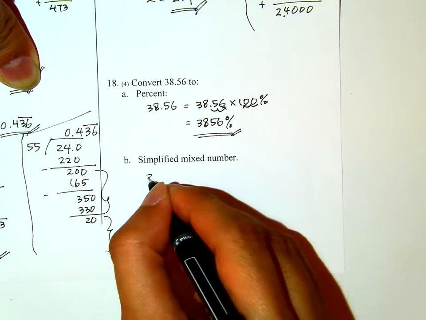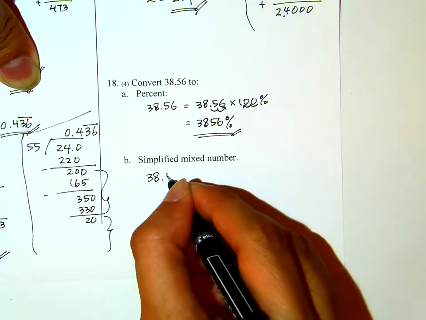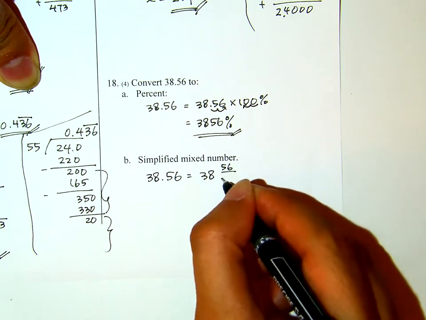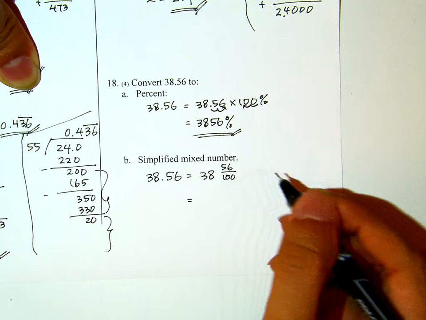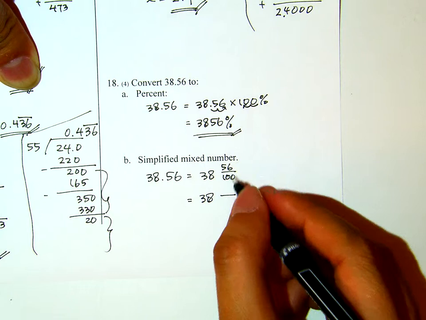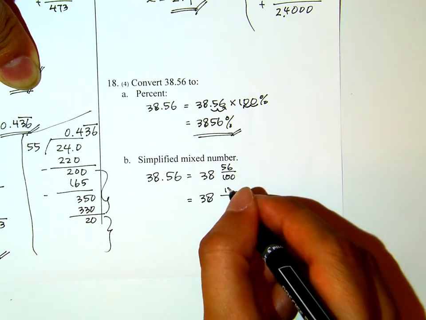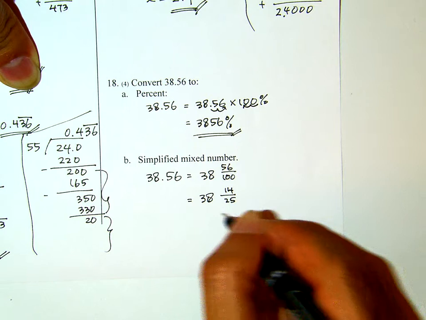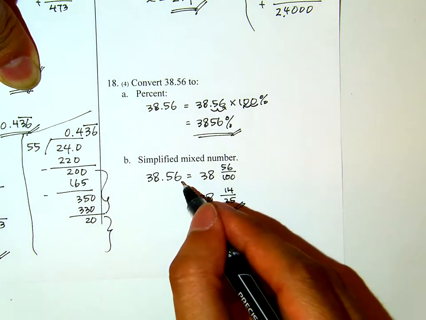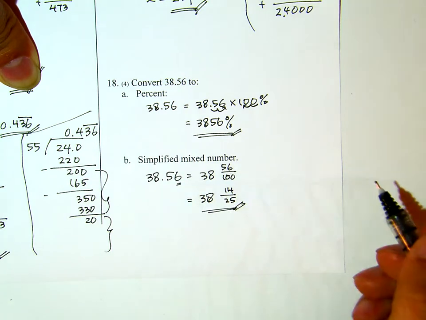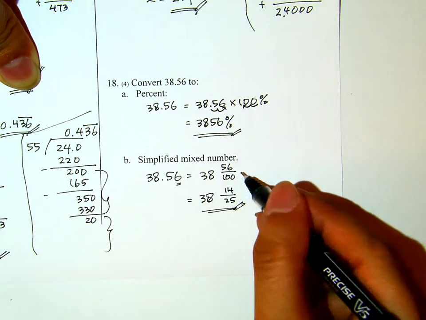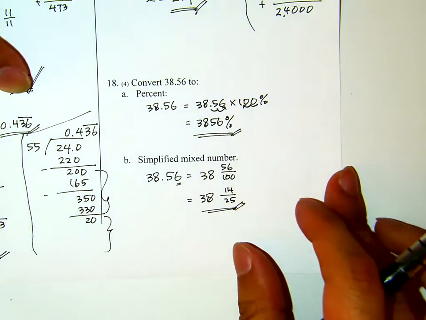Number 18B, we will convert this decimal here into a mixed number, 38.56 over 100. Now, and then reduce that. That's 38. I can reduce by 4, I believe. If I reduce by 4, that will be 14 over 25. Okay. And that's 56, right? And then the place value of the last digit is the hundredth. That's why on the denominator I put 100 there. Now after you write that, you simplify. That's for number 18.